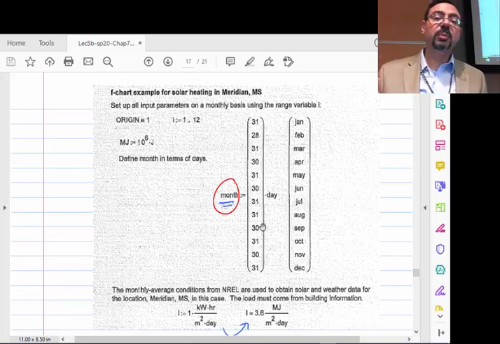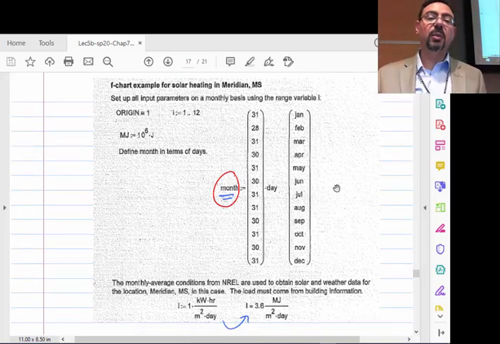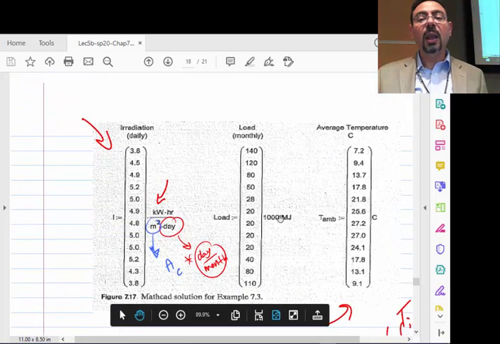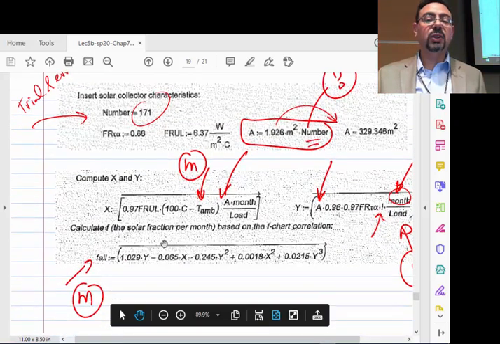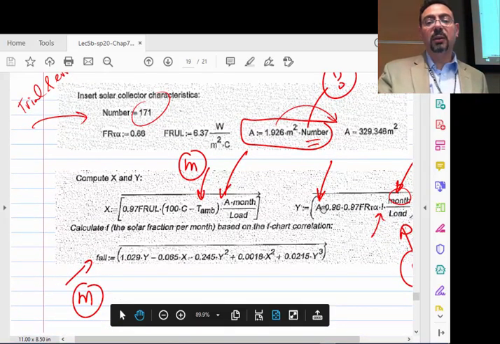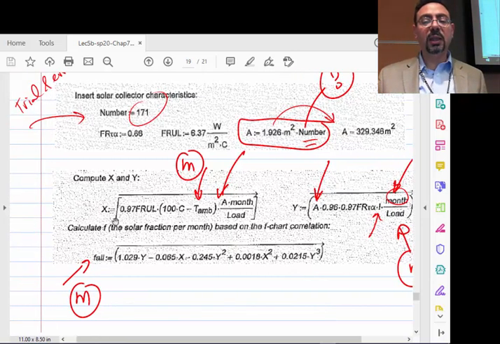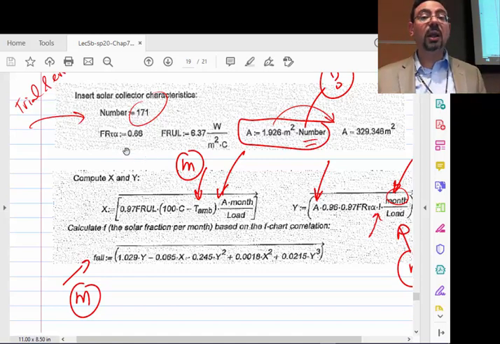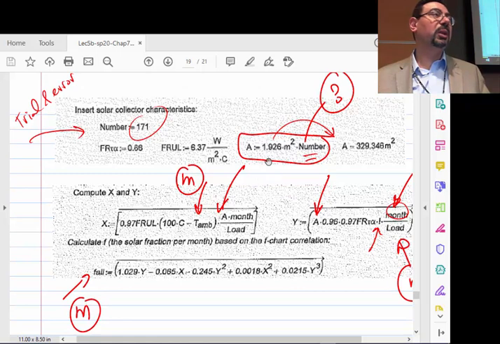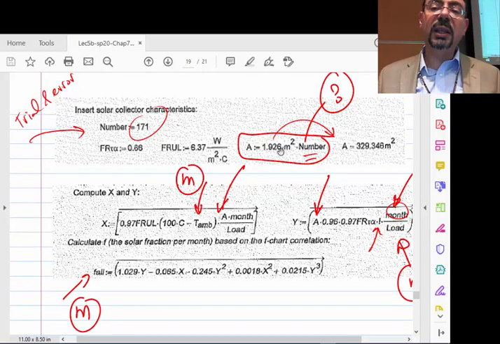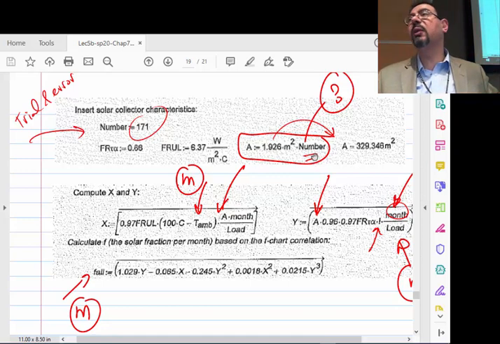So he's using the F-chart method, right? He needs the days every month and the load every month, the ambient temperature every month, and he's trying to calculate his X and Y. The X and the Y, same formula, right? You can see how he went to the table of that heater and figured out what the FR tau alpha is and what the FRUL is. And the area of the collector, because he doesn't know how many, he's trying to find out how many. He said the area is one collector times the number of collectors, A times N.